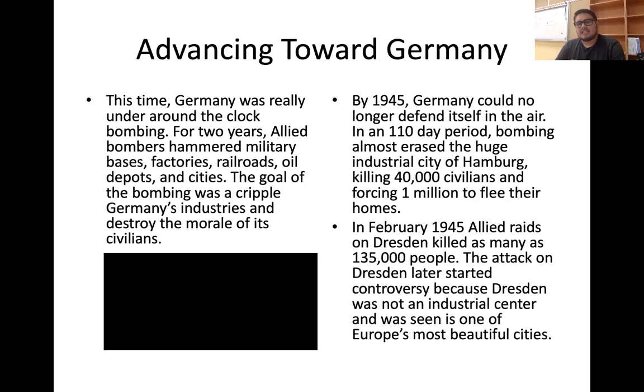By 1945, Germany could no longer defend itself in the air. The Luftwaffe was gone, destroyed. And in a 110-day period, bombing almost erased the huge industrial city of Hamburg, killing 40,000 civilians and forcing 1 million to flee their homes. In February of 1945, Allied raids on Dresden killed as many as 135,000 people. The attack on Dresden later started controversy because Dresden was not an industrial center and was seen as one of Europe's most beautiful cities.